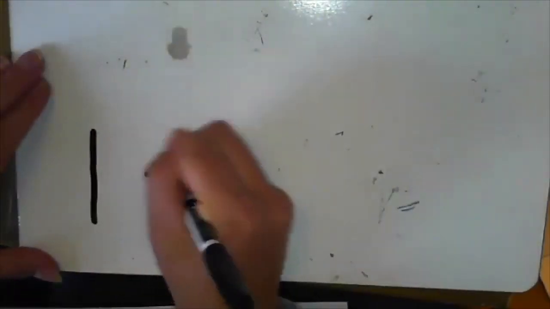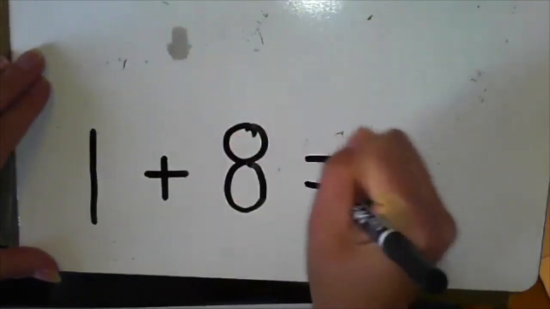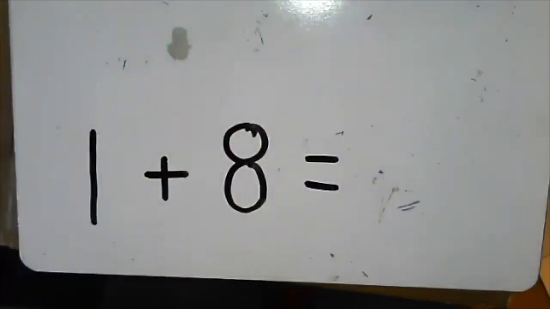Here's the first one. 1 plus 8 equals how many? Start by making a snake of 1 cube and a snake of 8 cubes. You can draw pictures too. Then join them, add them together. See how many you have in all. Press pause while you do this. Press play when you're ready to check your work.